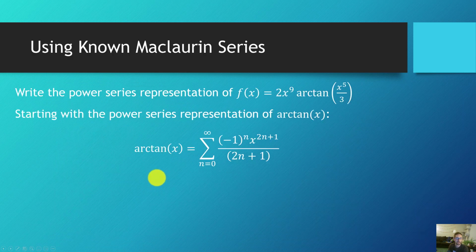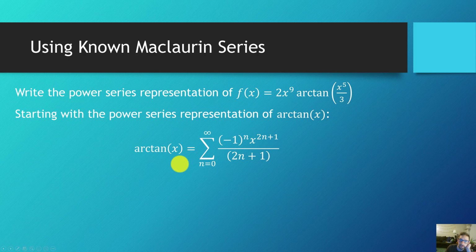So our first example here, write the power series representation for f of x equals 2x to the 9th times arctan of x to the 5th over 3. And we're going to start with the power series representation of arctan of x. This will be given to you in a reference sheet, so this is what we're going to start with. We're just copying this and pasting it from the reference sheet.